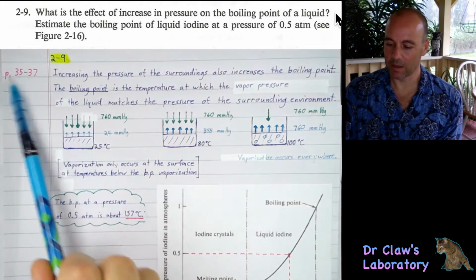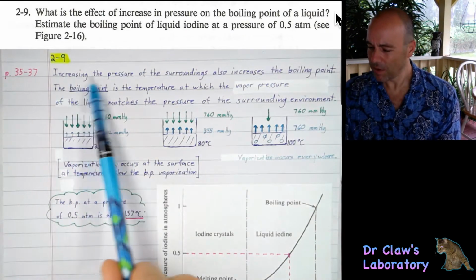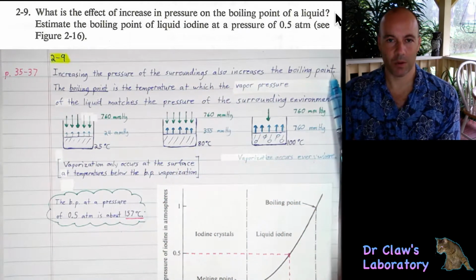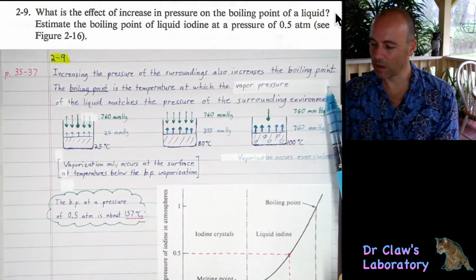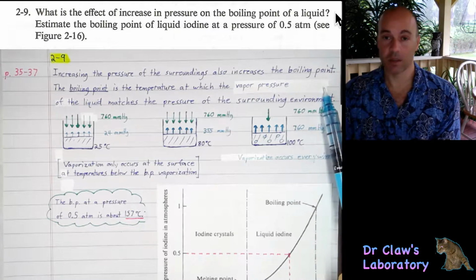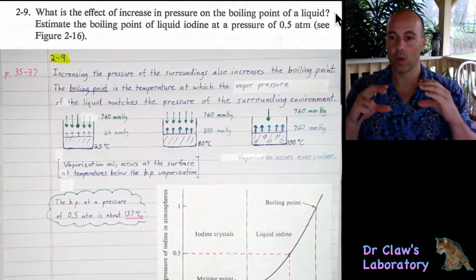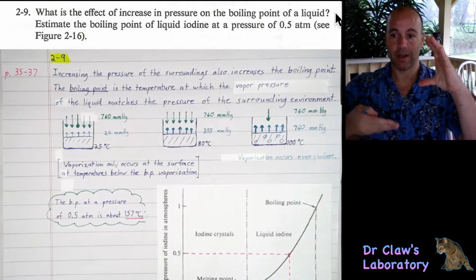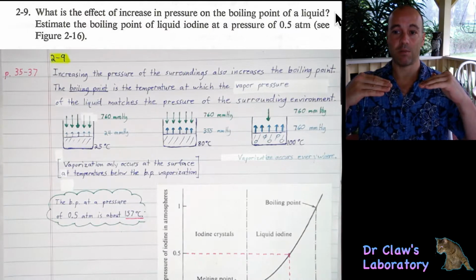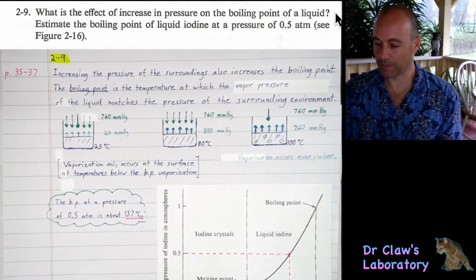Now, number 9 is discussed on pages 35 through 37. That's where it talks about boiling. And increasing the pressure of the surroundings also increases the boiling point. You should probably know that. The boiling point is the temperature at which the vapor pressure of the liquid matches the pressure of the surrounding environment. So boiling occurs when the pressure of the liquid matches the pressure of the environment. So if you increase the pressure of the environment, you have to heat up the liquid even higher to get its vapor pressure to match that. So you see, it's going to be a higher boiling temperature.